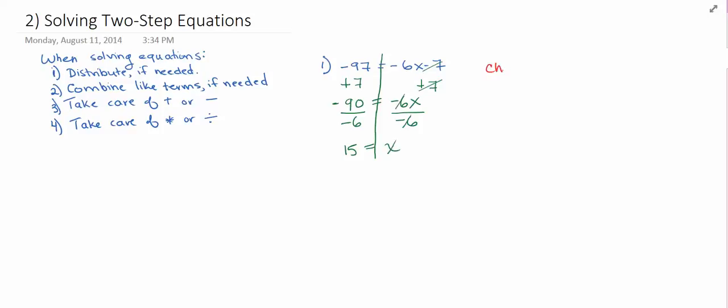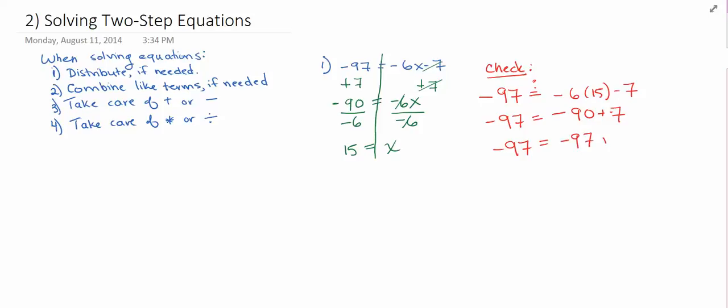Let's do a quick check, make sure that this worked out okay. So I want to see, does negative 97, is that really going to equal negative 6 times 15 minus 7? Okay, so let's work through it here together. Negative 6 times 15 is negative 90 minus 7. Now remember, when we subtract, we're really adding the opposite, so negative 90 plus negative 7 is indeed negative 97. Okay, so why don't you try number 2? Let's work through it together, follow along, see how you do.